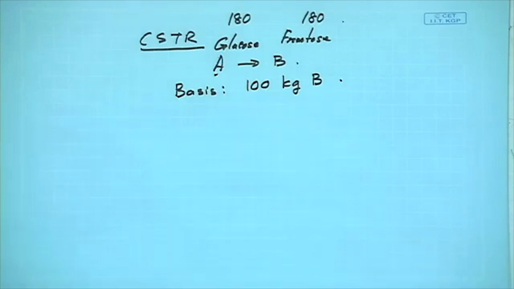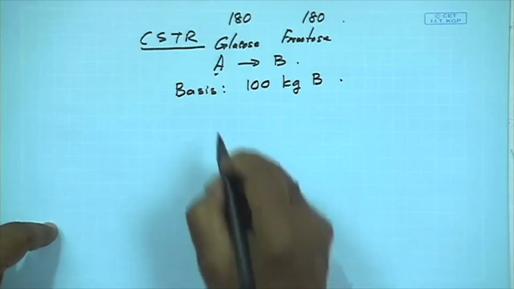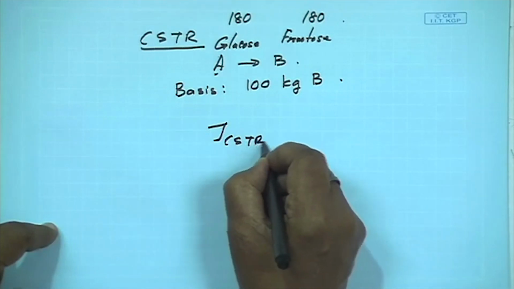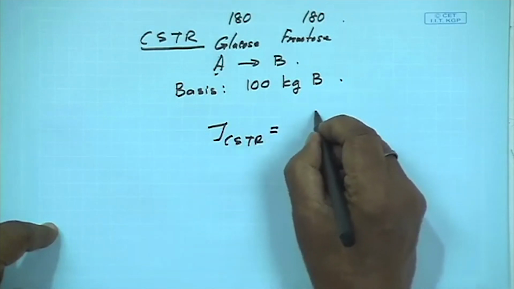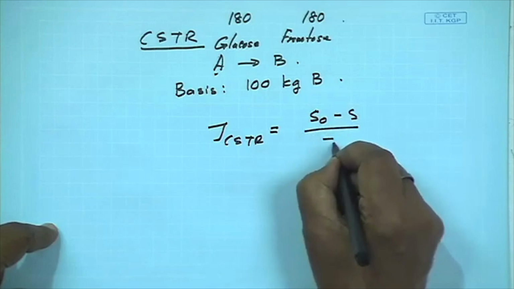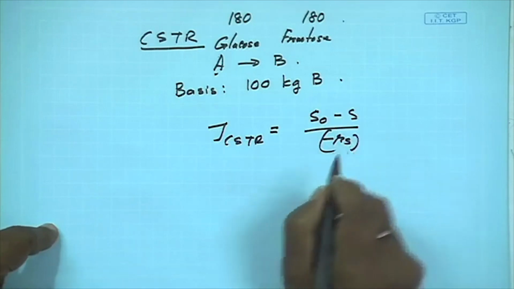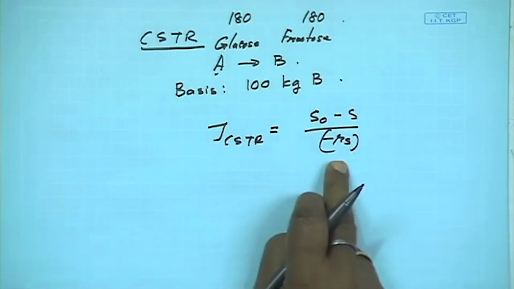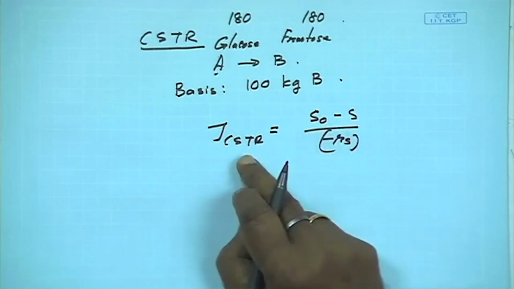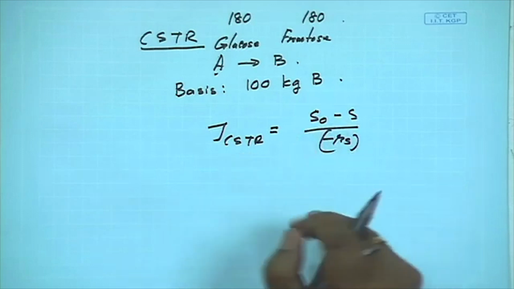Now, the question comes: suppose we want to carry out this kind of reaction, how can we determine the volume of the reactor? First, you have to calculate tau CSTR. How can we calculate tau CSTR? This is S0 minus S over minus Rs at a particular steady state substrate concentration. You can find out what the tau CSTR value is, you can easily find out.